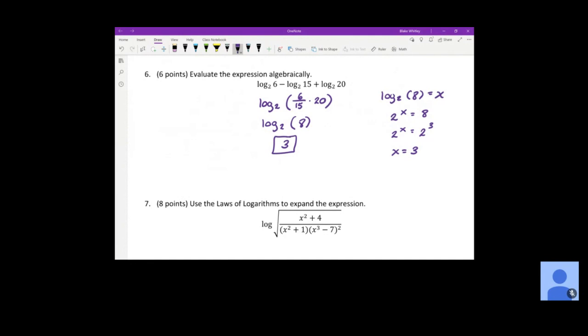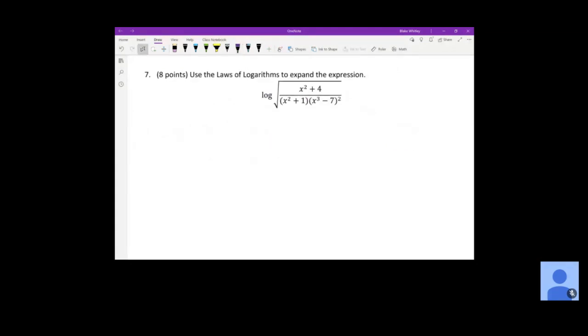All right, let's look at 7. So now we're going the other direction. We've got a single log, and it's asking us to expand it, right? So this is going to be a base 10 log, common log. What's the first thing we could try to do here to start expanding?